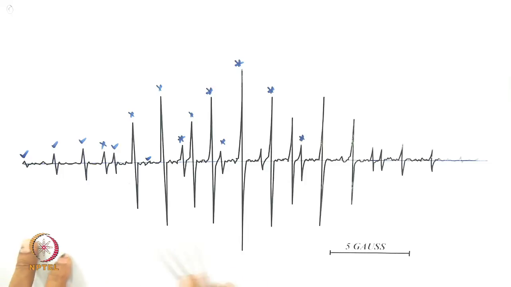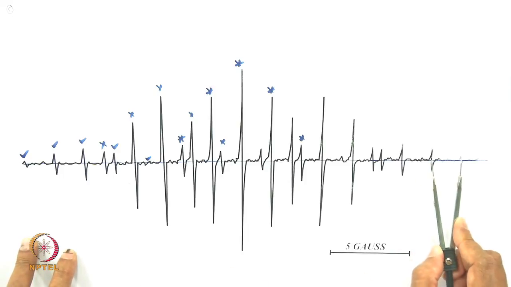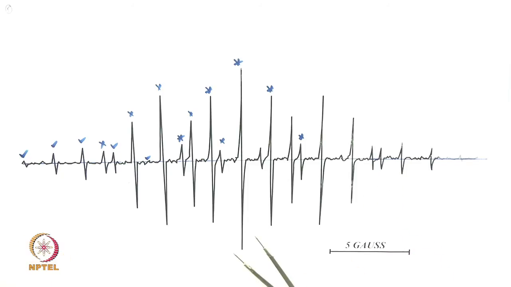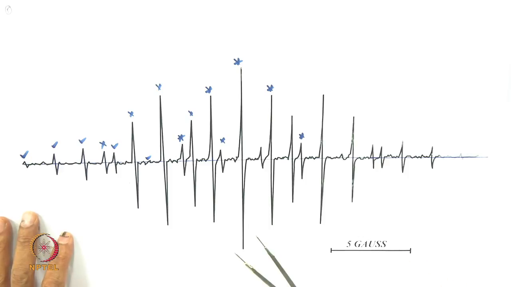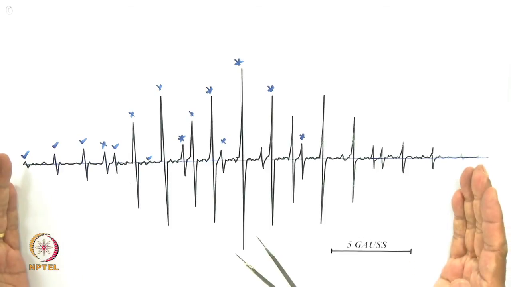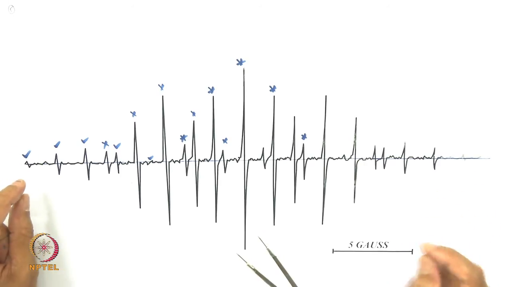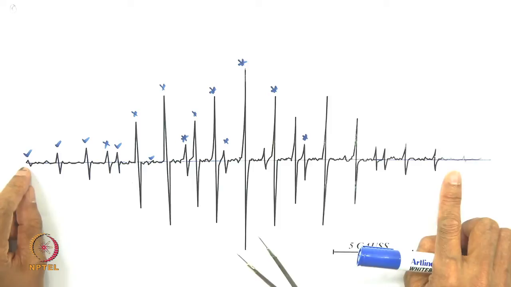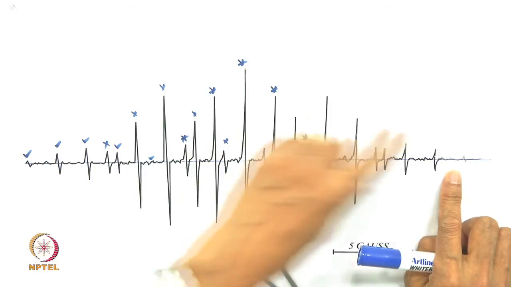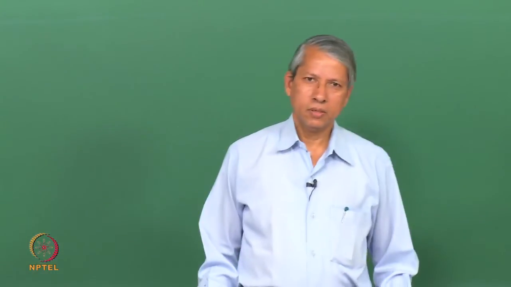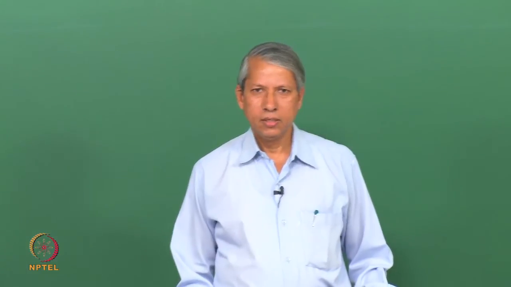Similarly, on the other side also, there could be a line which is here, here and somewhere here, and not seen there. That is how one goes about analyzing the spectrum. Even if we do not see the outermost line, one has to make an intelligent guess and find out where those little lines buried inside the noise level are hidden, and then from this pattern one can completely analyze the spectrum and get all the possible hyperfine coupling constants.